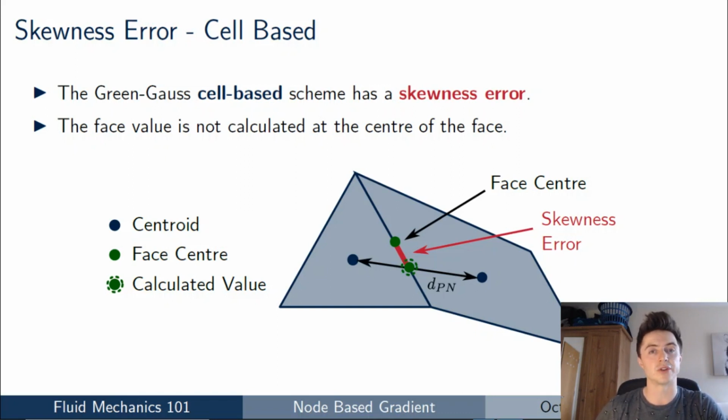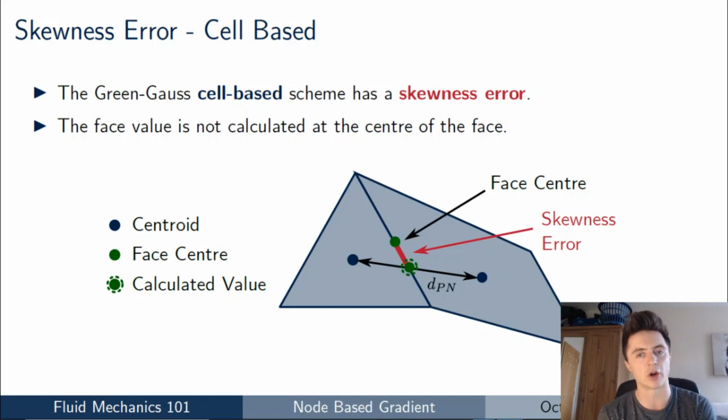And remember, of course, that this is a skewness error. This is different to a skewed cell. A skewed cell applies to a single cell that may have a weird irregular shape with either small or very large angles. But the skewness error is associated with two cells that are connected by a face.